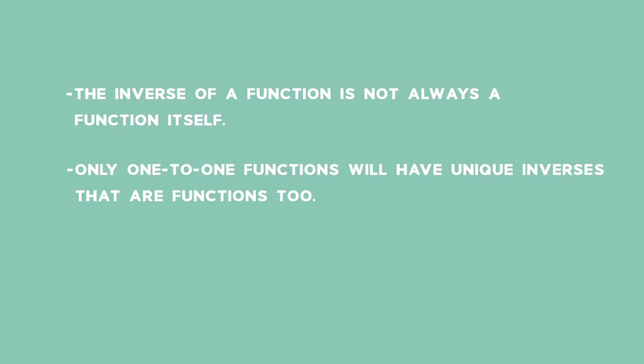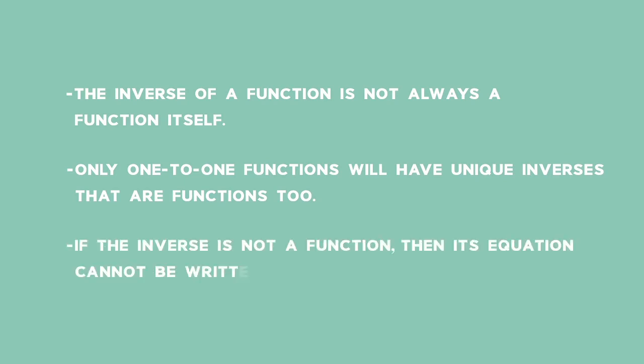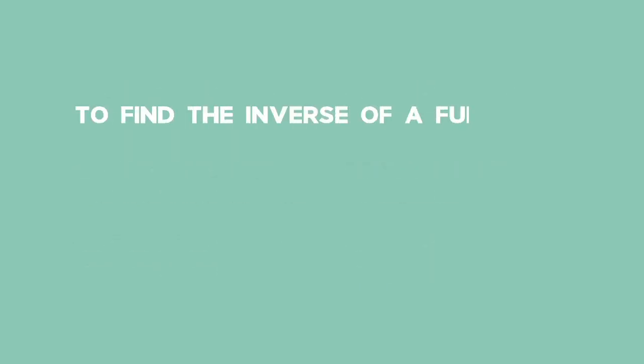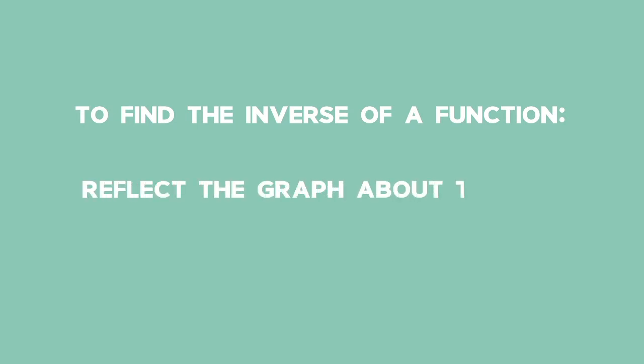In the case of a many-to-one function, the domain of the original function will need to be restricted in order to get an inverse that is a function. If the inverse is not a function, then its equation cannot be written in function notation. Here's one way to find the inverse of a function using its graph. You can reflect the graph about the line y equal to x to create the graph of its inverse.